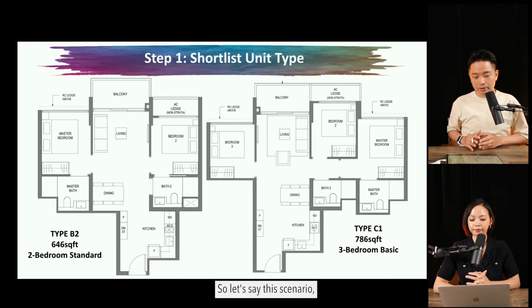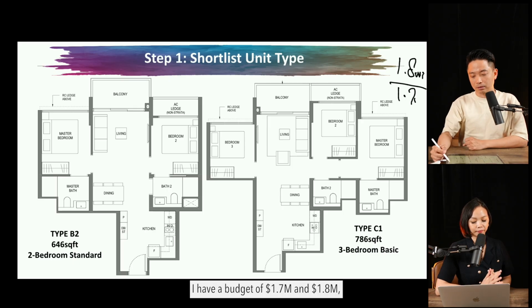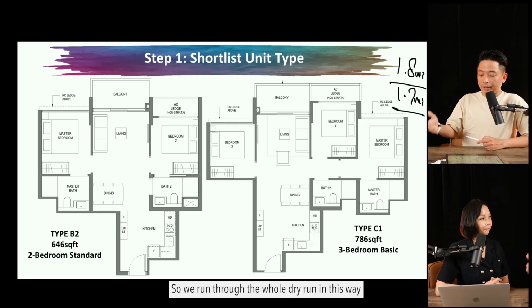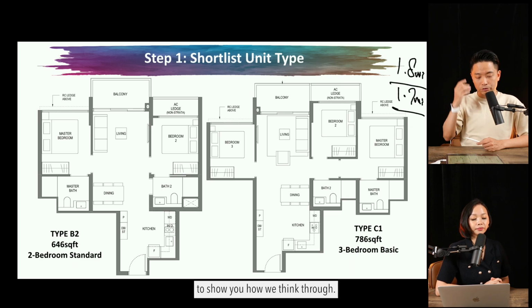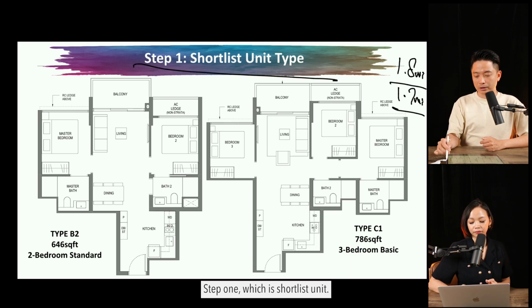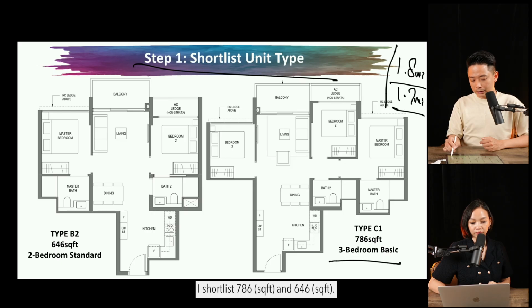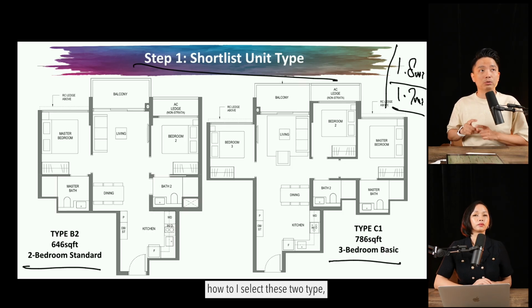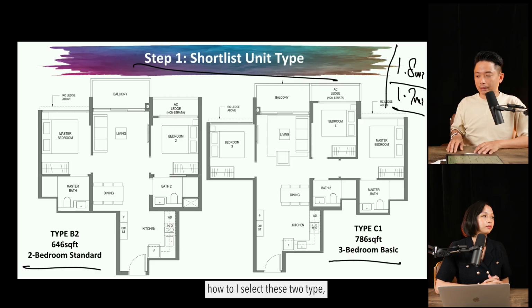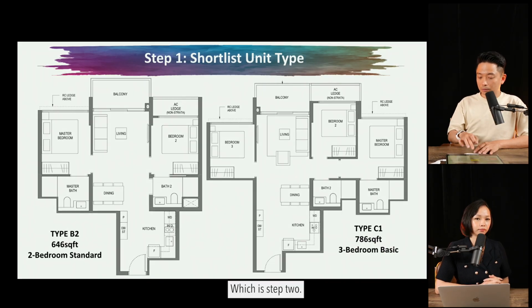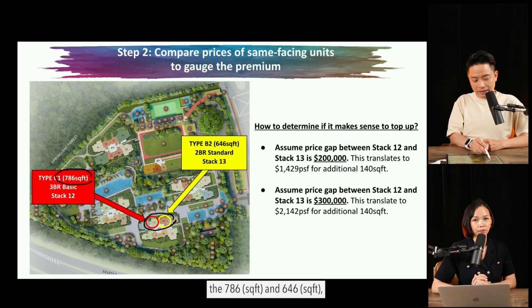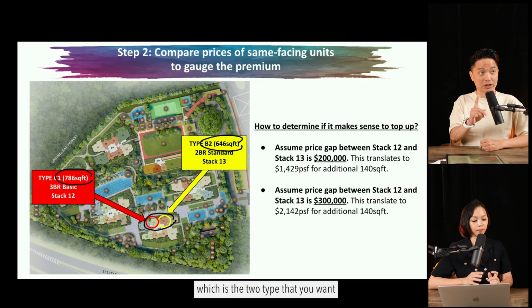Yes, correct. Okay, so let's say in this scenario I have a budget of 1.7, 1.8. We will run through the whole dry run in this way to show you how we think it through. Step 1 is to shortlist units. So based on the budget, I shortlist 786 and 646. How do I select between these two types? Which should I go for? That is step 2. You take the 2 units that are facing the same direction, the 786 and 646, which are the 2 types that you want.